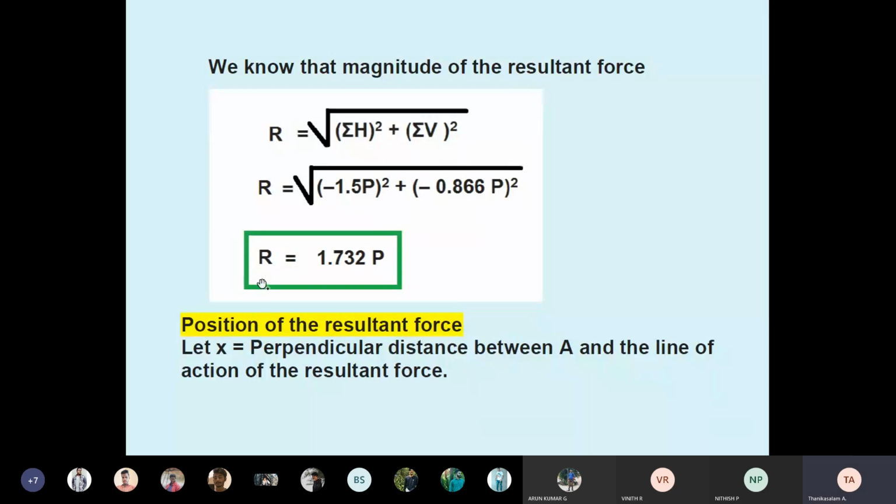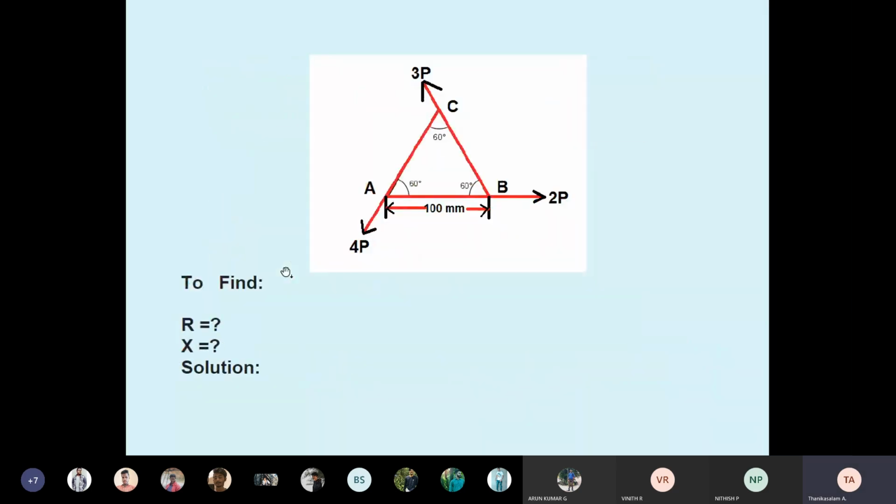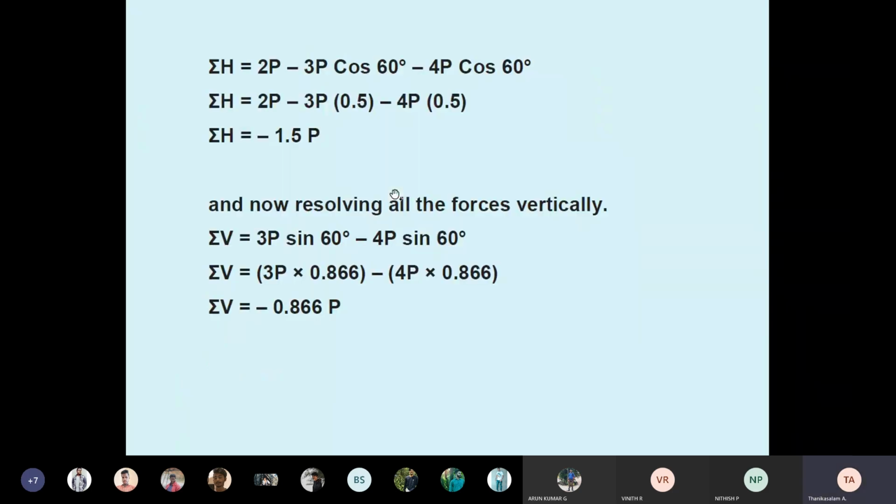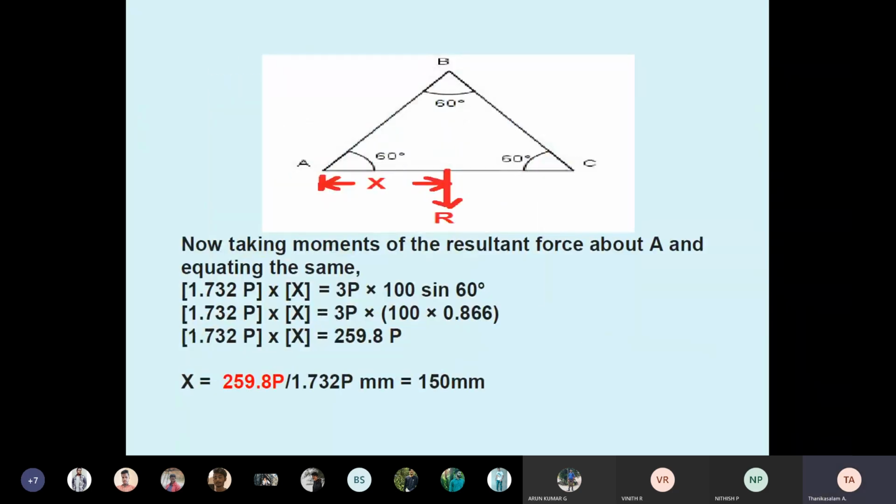So we know the triangle here. A is the starting point. So with respect to A, I marked the resultant acting vertical downward. The resultant is acting vertical downward.